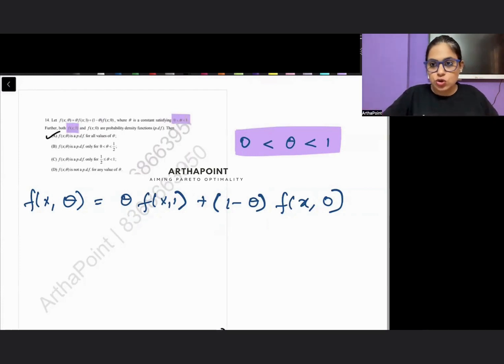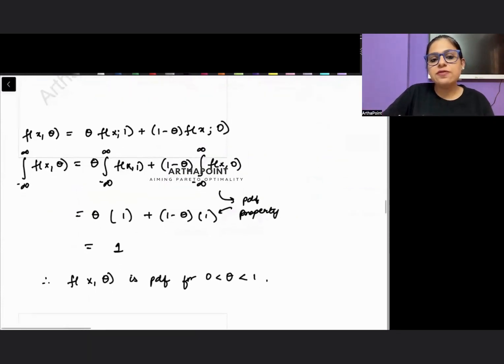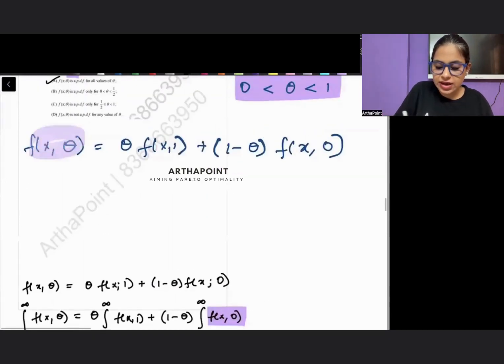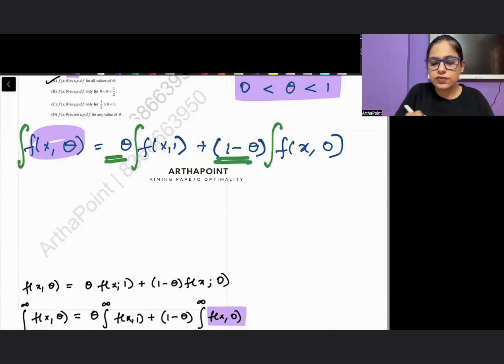So if it is a PDF function, it means that when I integrate that function, I should get the answer as 1. Similarly, if f of x0 is a PDF function, when I integrate that, then also I should get the answer as 1. So what I have done is, I am saying that this is a new function that I have created. I am just putting an integration here, here and here. This is a constant. This just comes out of the integration.